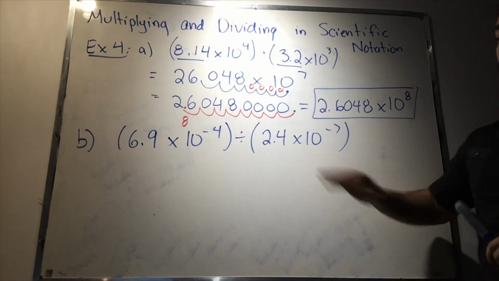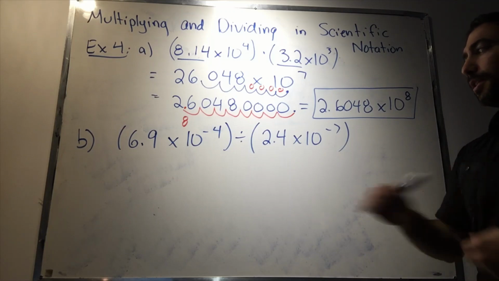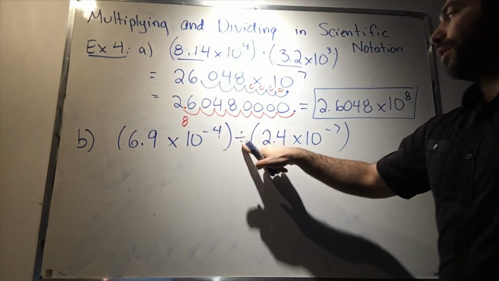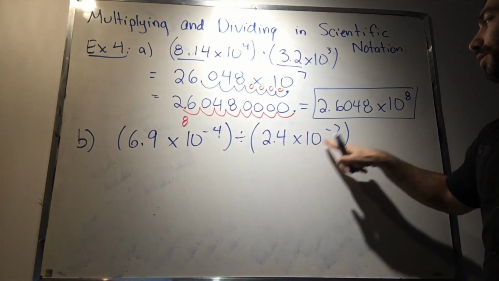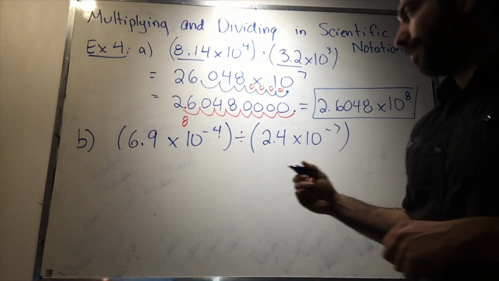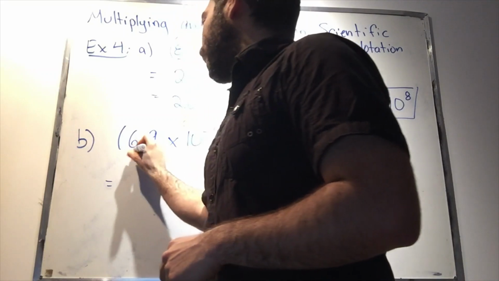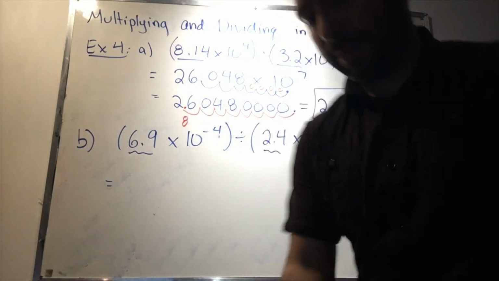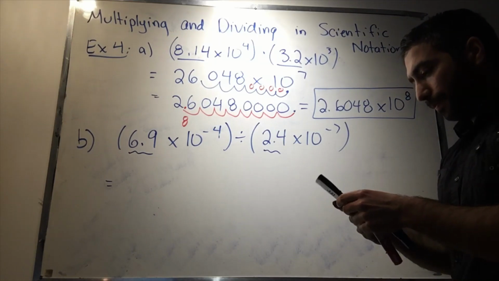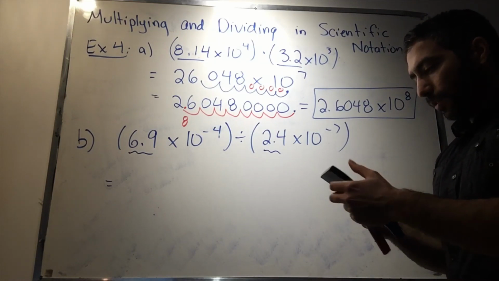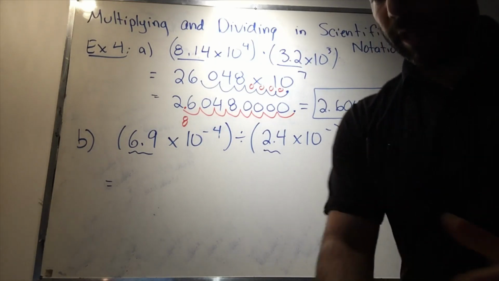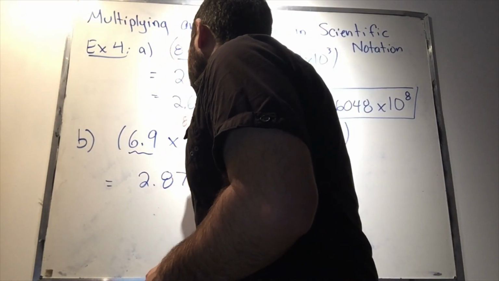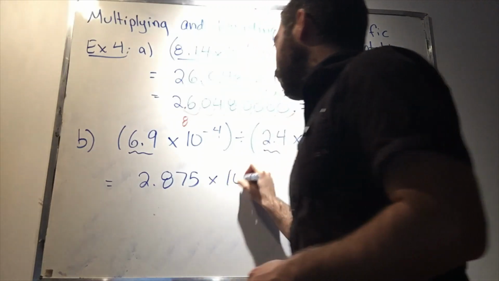Okay. Let's look at part B now. This is a division problem. So we have 6.9 times 10 to the negative 4 divided by 2.4 times 10 to the negative 7. So we begin by dividing our first two numbers here. 6.9 divided by 2.4. Let's do that on the calculator. Okay. And we get 2.875 times 10 to the.